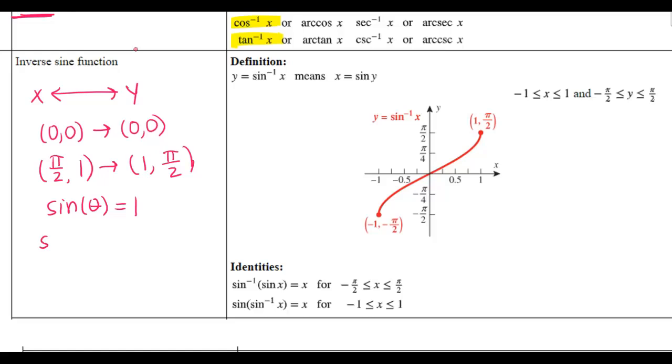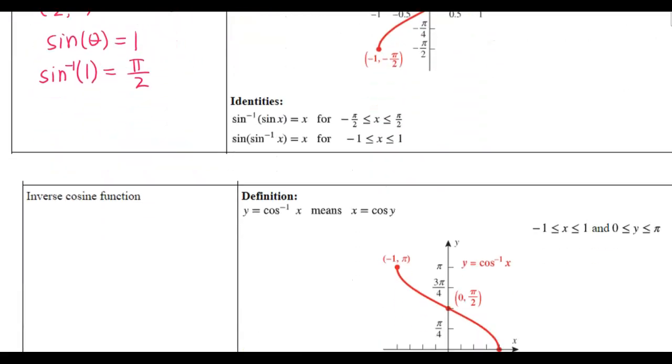So what this would look like is if we took the inverse sine of 1, our output would now become pi over 2 instead of the sine of pi over 2 equals 1. So they're just kind of switching places, right? Our input and our output are now switched.